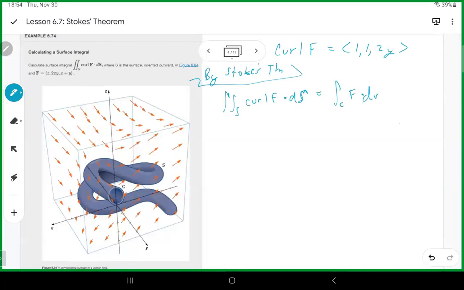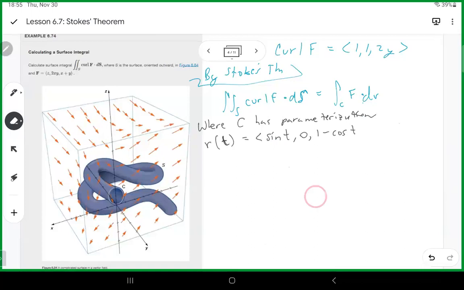Okay, where C is parameterized, really hate that word. And then it's going to be from 0 to not including 2 pi. Which is interesting since we use it. So if it doesn't include 2 pi, how can they use it? But that's the way it's written.